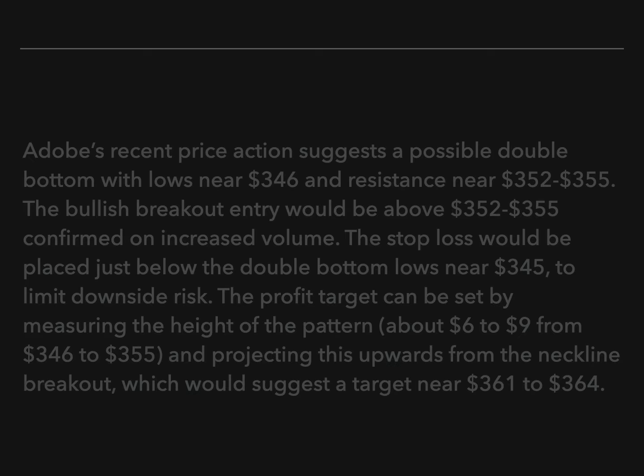Now let's update our focus on Adobe's current levels. Price tested support at 346 twice, showing accumulation around this level. We wait for a clean breakout above 352 to 355 on strong volume before entering long. Stops go just below 345 to protect capital, and profit targets stretch to about 361 to 364 based on the pattern's height. Patience here is critical. No jumping in before a breakout confirmation. And this approach grounds your trades in real price action and risk control.